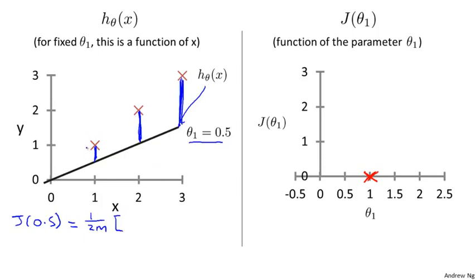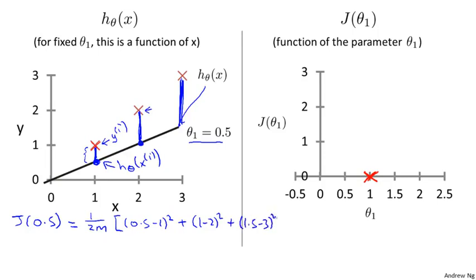Because this vertical distance, that's the difference between y i and the predicted value h of x i, right? So the first example, this is going to be 0.5 minus 1 squared, because my hypothesis predicted 0.5, whereas the actual value was 1. For my second example, I get 1 minus 2 squared, because my hypothesis predicted 1, but the actual housing price was 2. And then finally, plus 1.5 minus 3 squared.